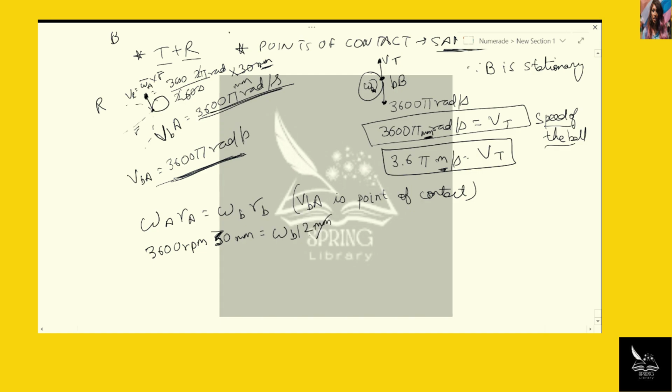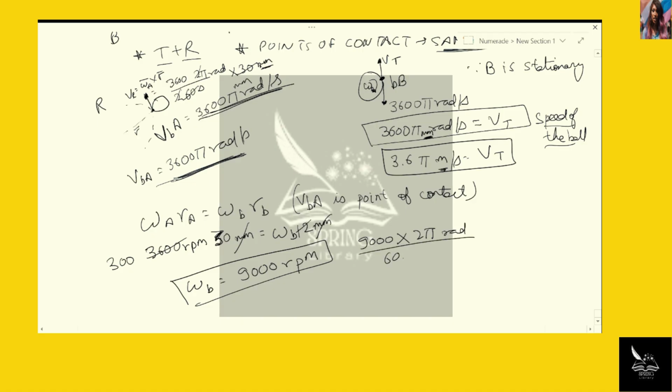Let me write this slightly more nicely. 12 millimeters, millimeters cancel. Then omega B is simply, 12 can cancel 3600 because 12 threes are 36. So omega B is going to be 9000 rotations per minute. But you can also write this down in terms of radians per second by just converting it as 9000 times 2 pi, these many radians in one rotation, then divided by 60 seconds. So 0 is cancelled and 6 can cancel this by 150. So you have 300 pi radians per second.